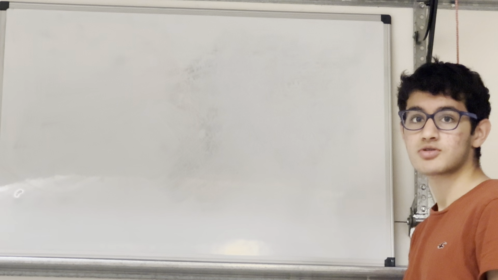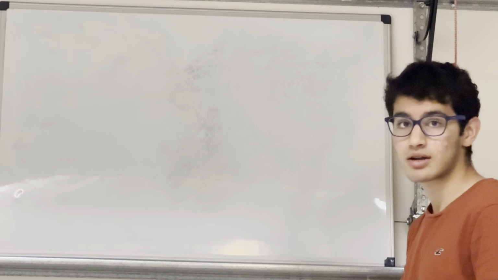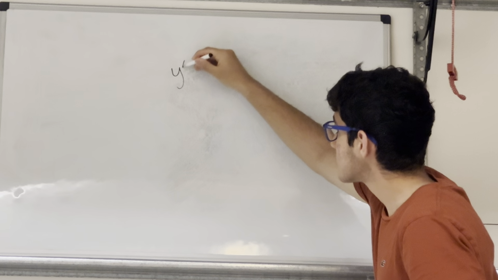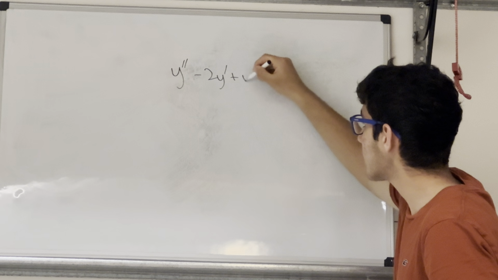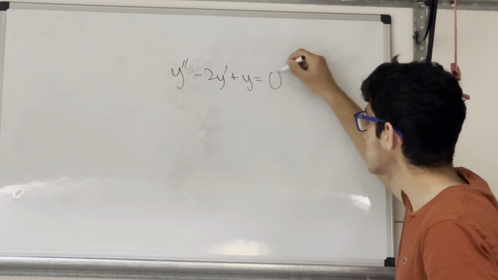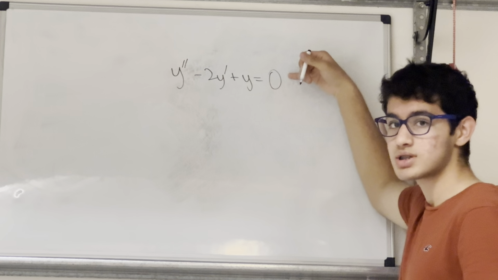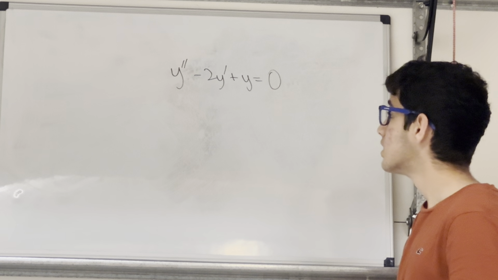In the last several videos, we've been analyzing differential equations that are second order, linear, and homogeneous. To give you a quick example, I'll give you this one: y double prime minus 2y prime plus y equals 0. The 0 over here means that it's homogeneous, right? When it's equal to 0, that's homogeneous.